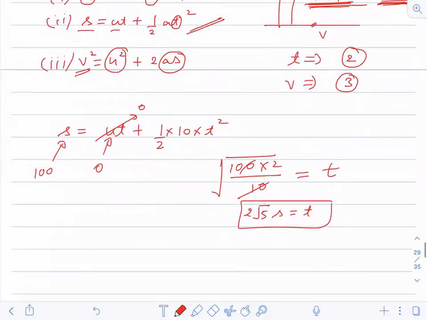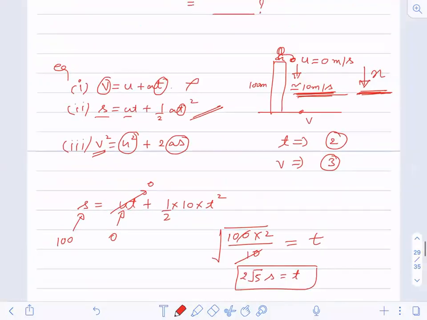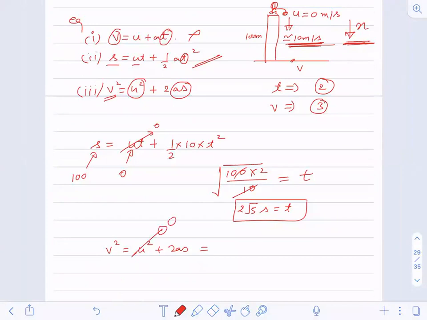Velocity, how will you find out? V square equals U square plus 2AS. What is the initial velocity when you are releasing the ball? 0. Correct? What is acceleration? 10. What is distance? 100. What is the V value now? It is root of 2000, so 10 root 20, that is 20 root 5 meters per second. Correct? Do you understand this now?